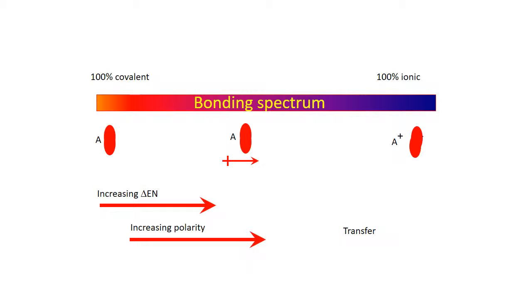So there is a spectrum, which I did mention last time, between a bond being 100% covalent and a bond being 100% ionic. Okay, so bonds fit between this continuum. And with an increasing difference in electronegativity, you're going to move more towards the ionic part of the spectrum, and also with increased polarity between the two atoms, you're going to end up with more of a transfer of electrons rather than a sharing of electrons.